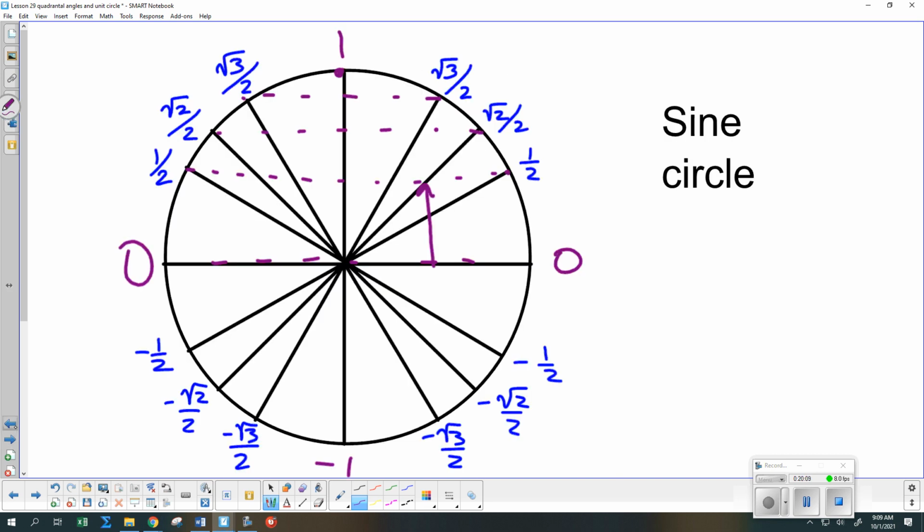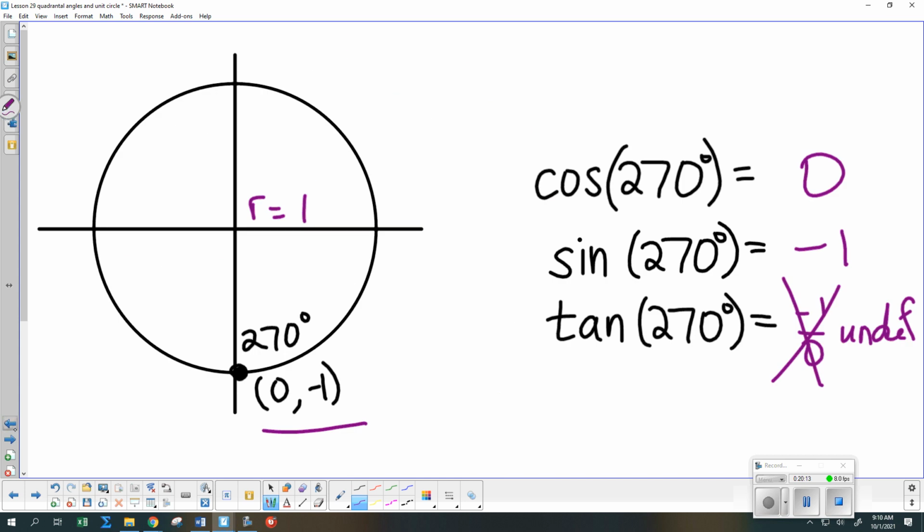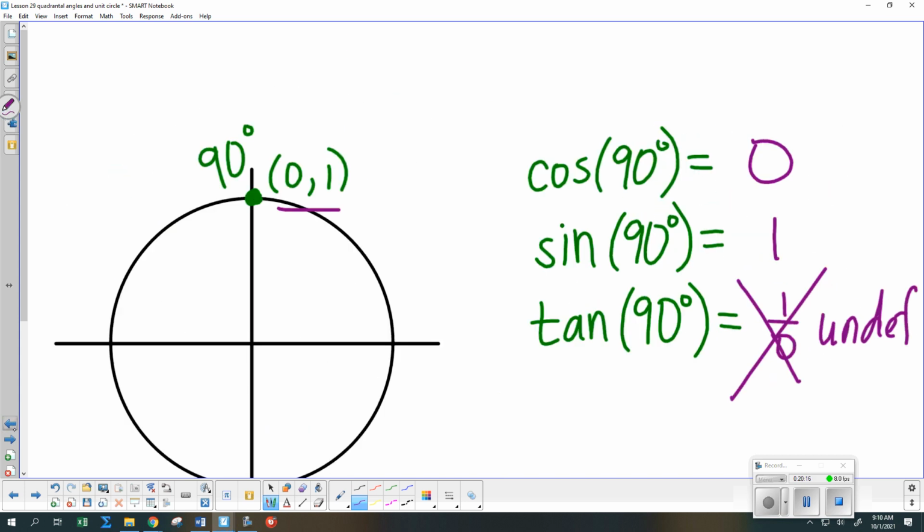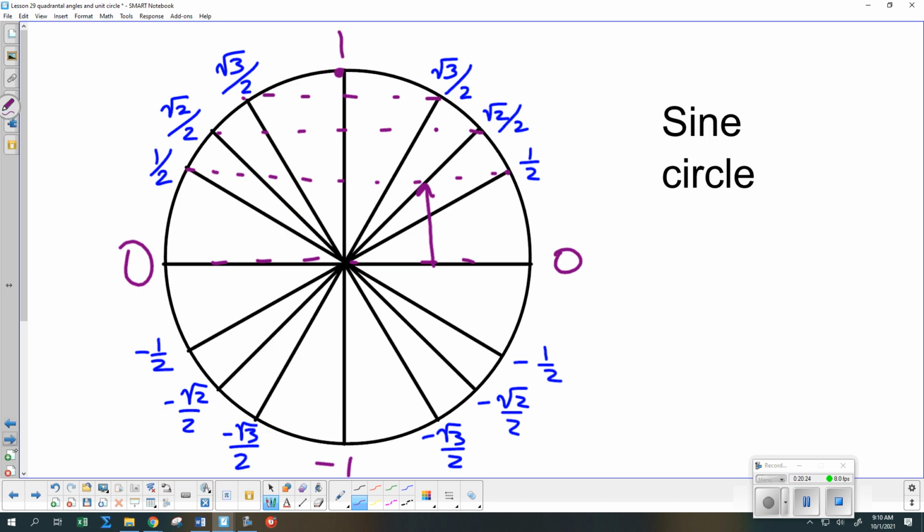Cosine we didn't write down on the unit circle, but we did write it down on that other page for the top, that the cosine is going to be the x-coordinate right there. The cosine for 90 degrees is 0. So we can write that one down.